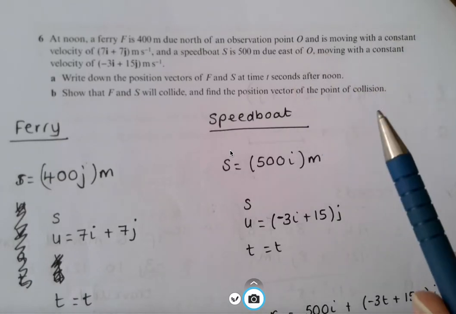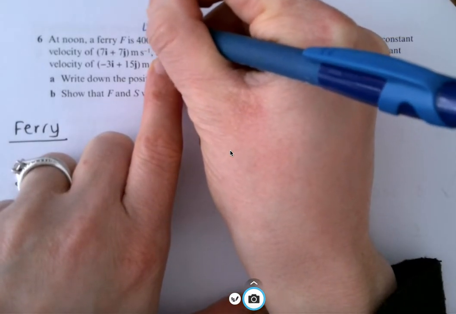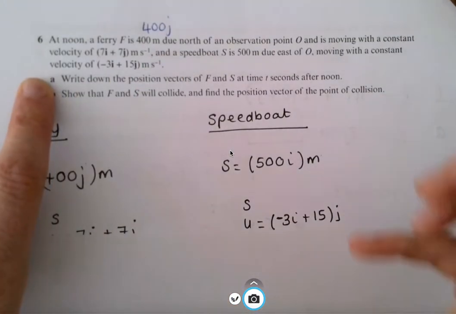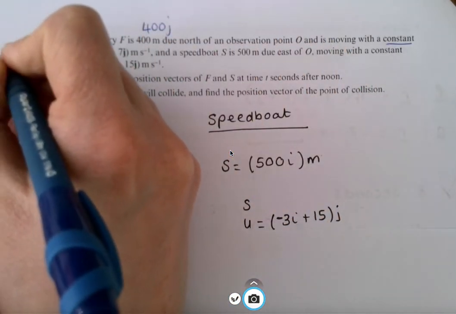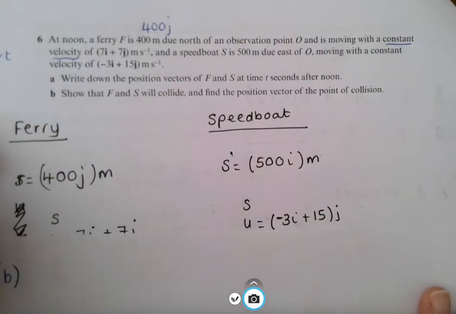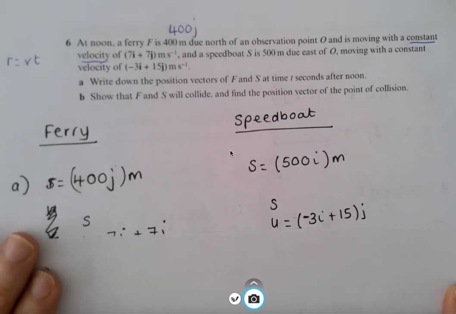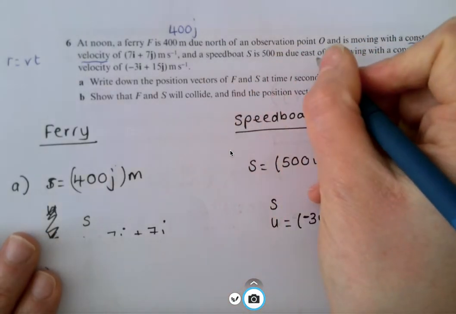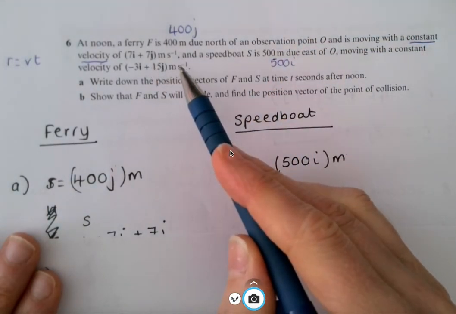So it says at noon, ferry F is 400 metres due north, so 400j, okay, of an observation point O, and it's moving with a constant velocity. Now, if we see constant velocity, we know that we can use r equals vt. We don't need to use SUVAT because there's no acceleration, and we don't need to integrate or differentiate, okay? And then it said a speedboat S is 500 metres due east, so that's 500i, moving with a constant velocity of minus 3i plus 15j.